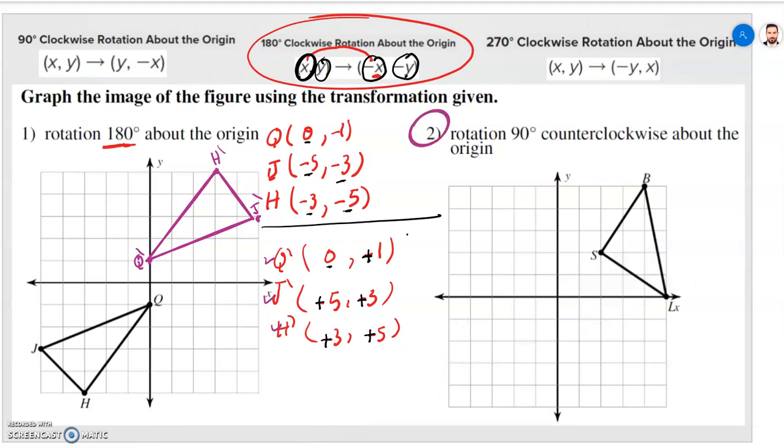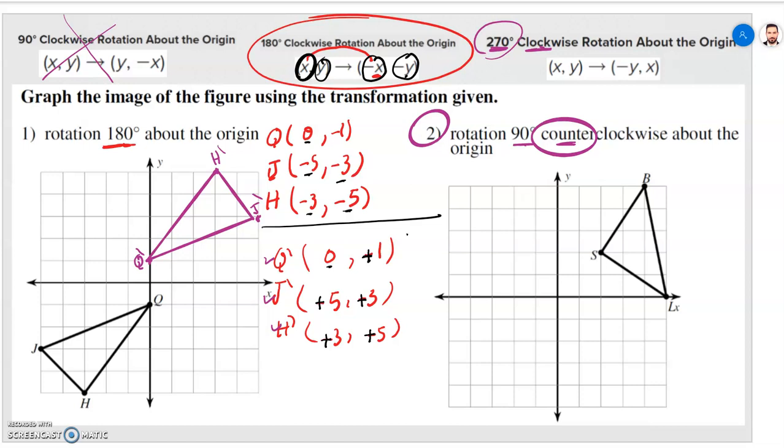Question number 2 is an independent task. You should do it by yourself if you don't understand me. Pause the video please and do it. After doing it, let's discuss the answers together. So in this question it says rotate 90 degrees counterclockwise. In counterclockwise, I will not use the 90 rule. I will use the 270 rule because counterclockwise is the same as 270 clockwise.